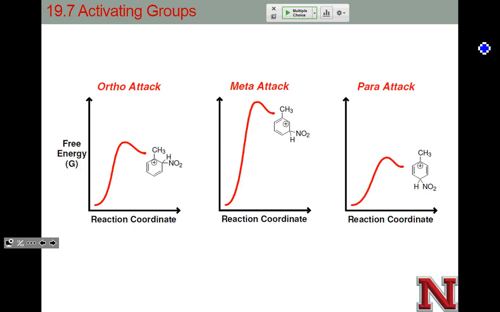Another thing to note is the para attack is slightly lower than ortho. What's causing that? Why is this one a slightly lower activation energy than this one? Sterics. Our NO2 group is further away from our CH3 group. So why, if para has the lowest activation energy, why do you get more ortho? With the case of CH3, it's a statistical thing. You have two ortho positions and one para.